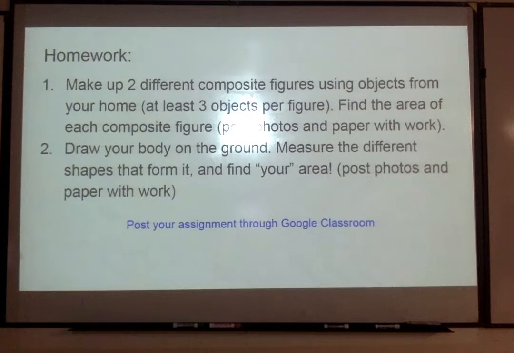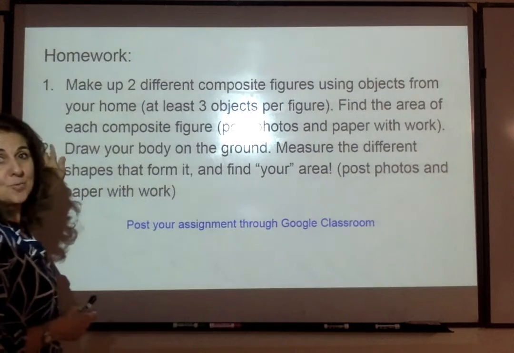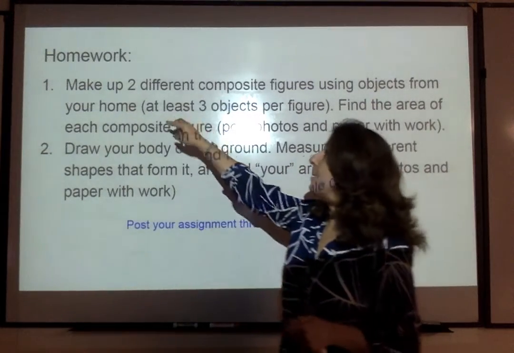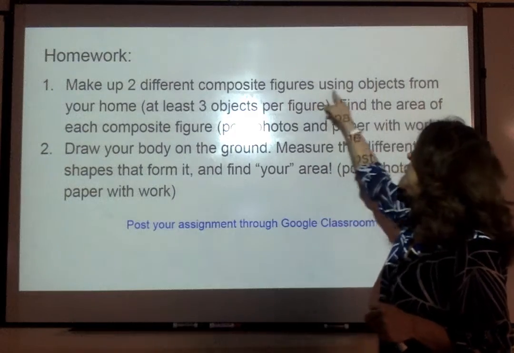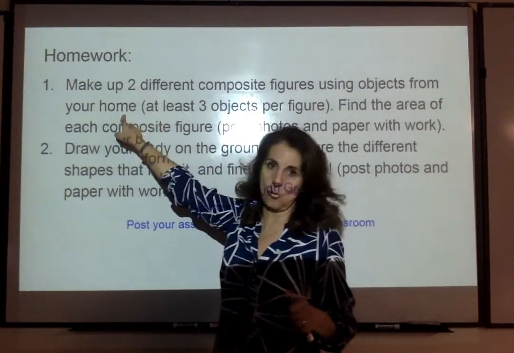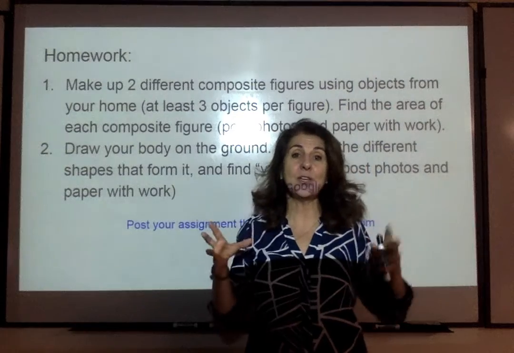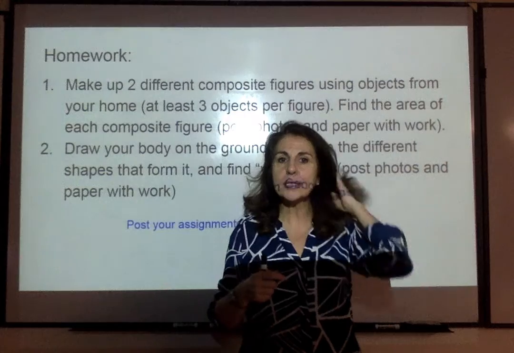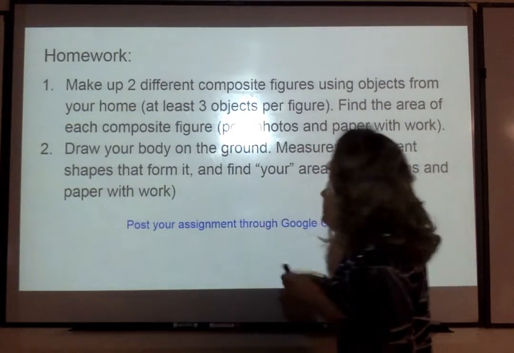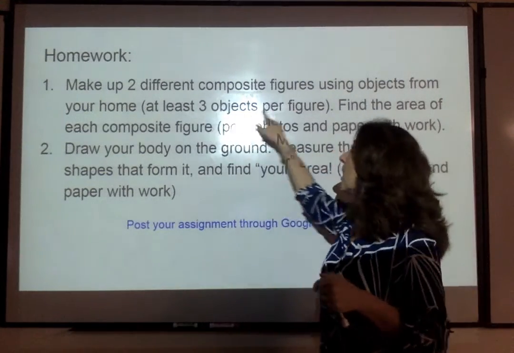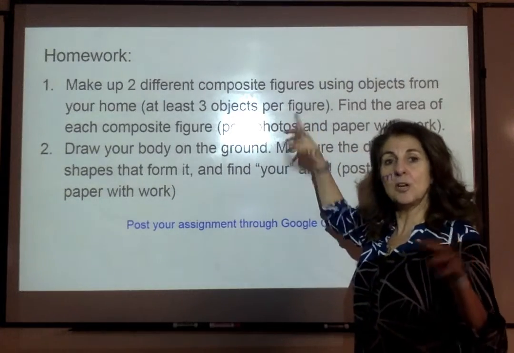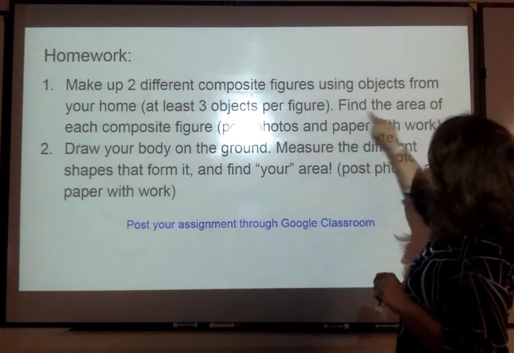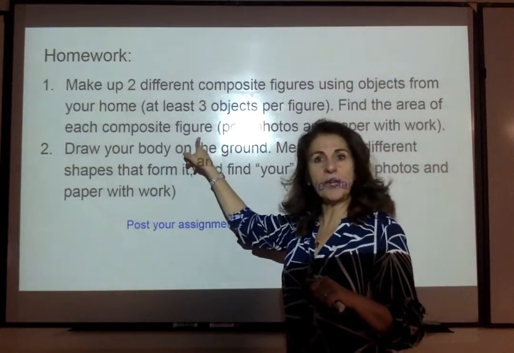So now, homework. Your homework is divided in 2 parts, so you're going to have to do 2 things for this homework. The first one, make up 2 different composite figures using objects from your home. So you have to make composite figures using things from your home. I don't know, a plate, a purse, your cell phone, whatever it is that you want. Use at least 3 objects per figure. So you're going to use 6 objects at least to make these 2 shapes. And then find the area of each composite figure.